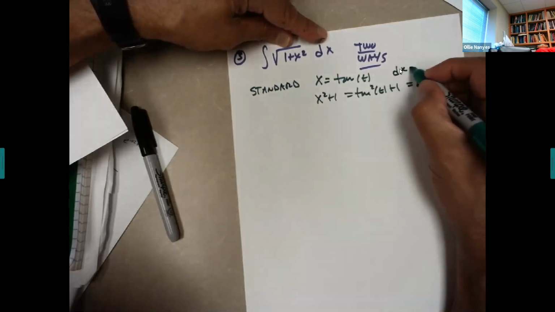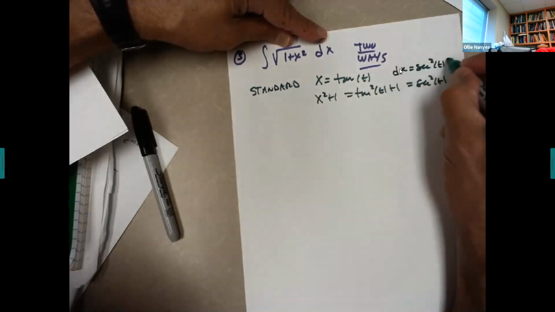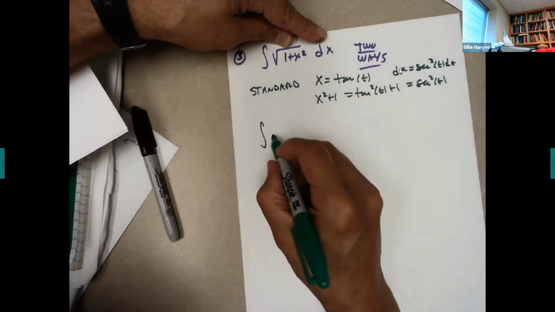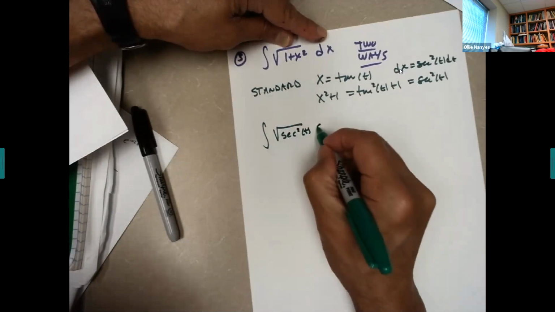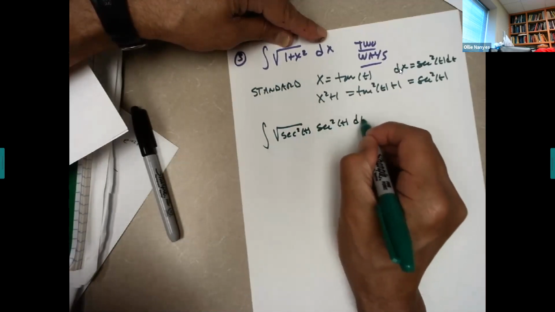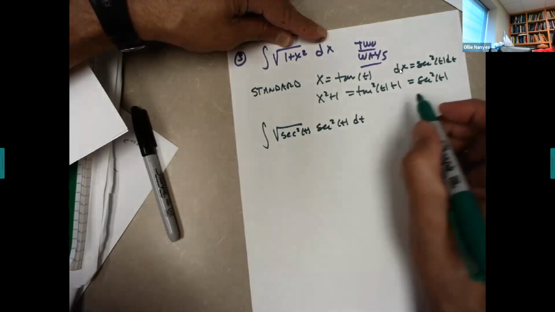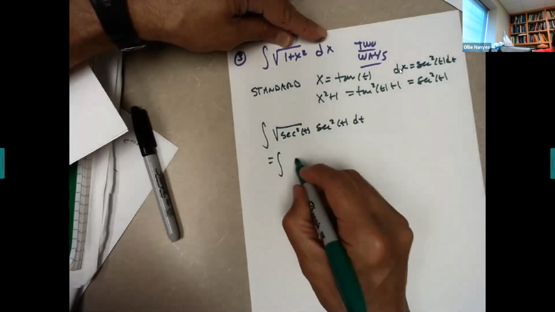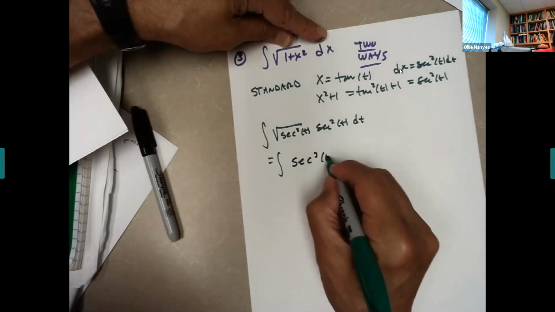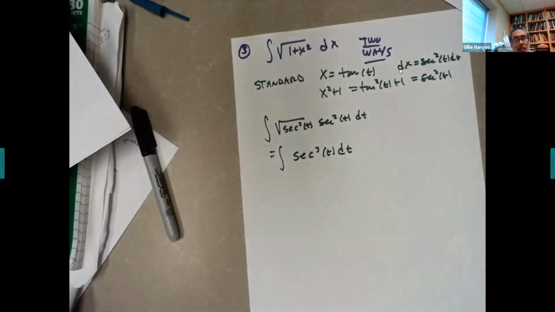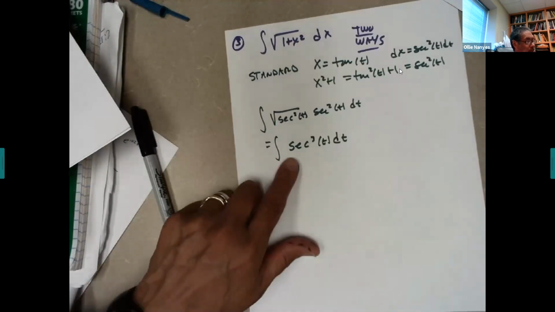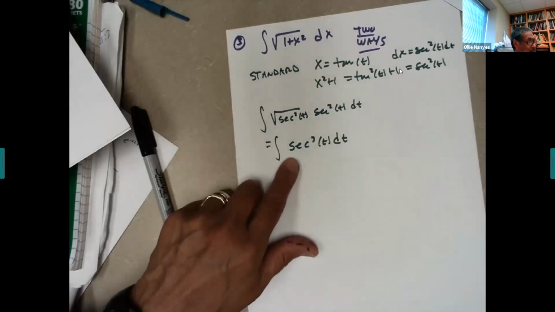And dx is secant squared t dt. So this integral is transformed into the square root of secant squared. And assuming that secant is positive, this turns into secant to the first power times secant squared, and we get the secant cubed integral. Now, we can do the secant cubed integral by a reduction formula because we already know, in theory, how to do these with reduction formulas.